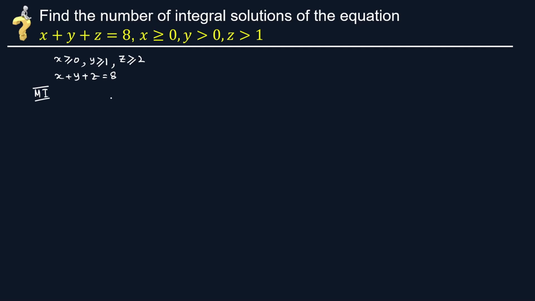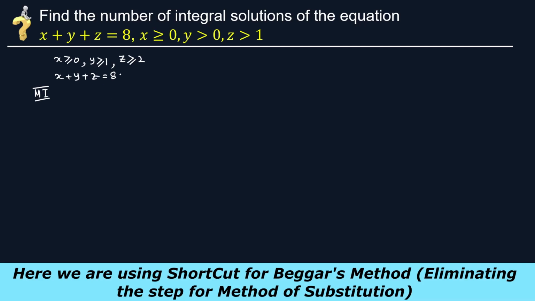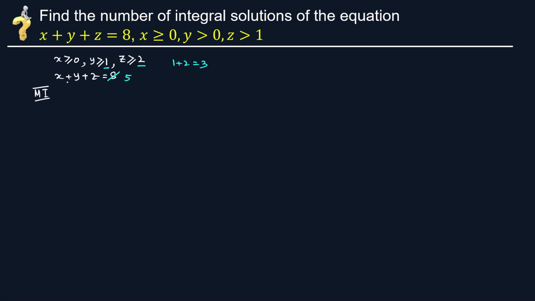So in this case, what will happen? What I told you, the shortcut method was: here it is 1 and here it is 2. So if you add 1 plus 2, it gives us 3. So simply write this 8 as 5, because 8 minus 3 gives us 5. So x plus y plus z is 5. Now I can apply that formula, (n plus r minus 1) C (r minus 1). So that gives us 7C2, and that will be our answer.